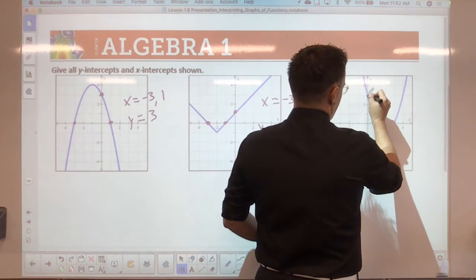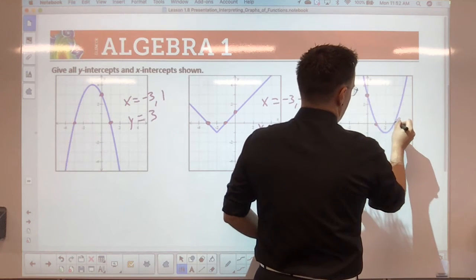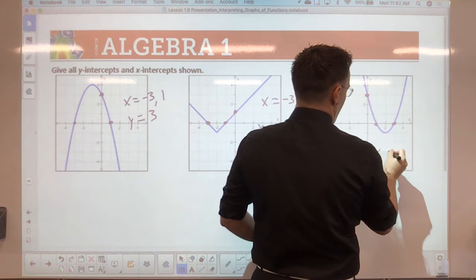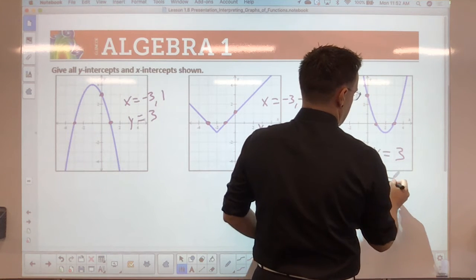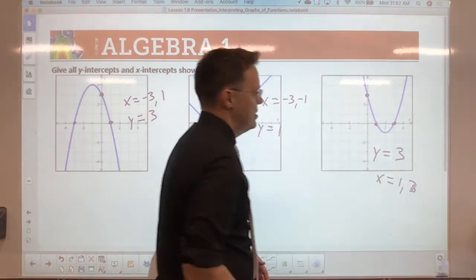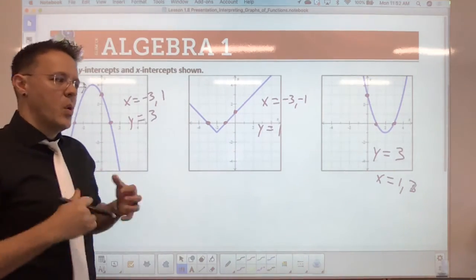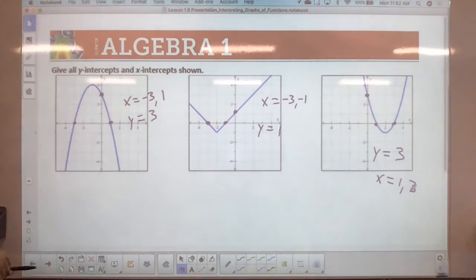And then same here, I got here, here, and here. So my Y is 3, and my X is 1 and 3. Simple enough, okay? It's very important that you guys know these intercepts as we go through.